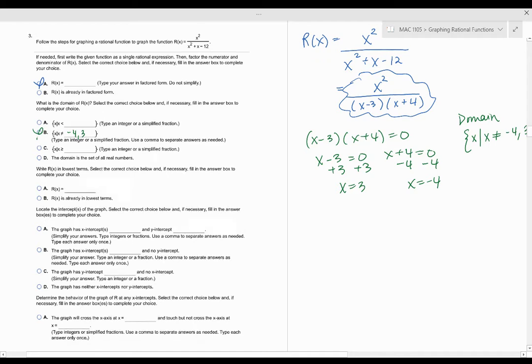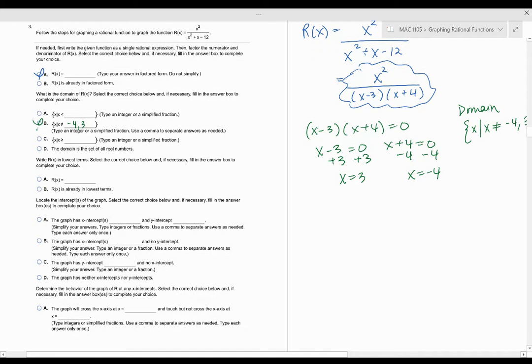Okay. All right. The next part of our problem wants us to put our function into lowest terms. Okay. Remember, lowest terms means that you have no common factors that appear in both the numerator and the denominator. So we already got our problem into lowest terms here. And we don't have any common factors that appear in the top and the bottom. So we would say that it's already in lowest terms.